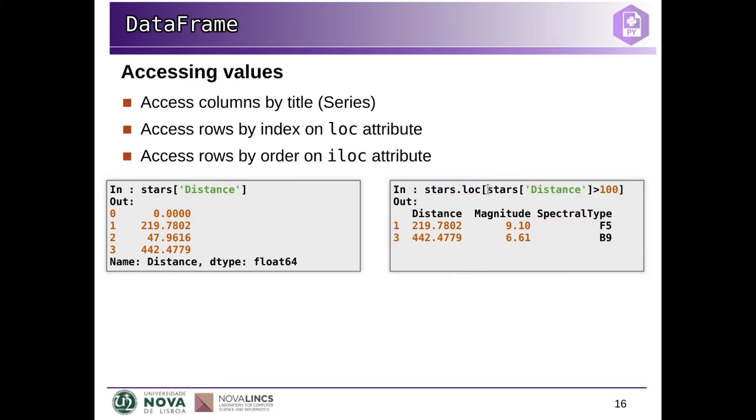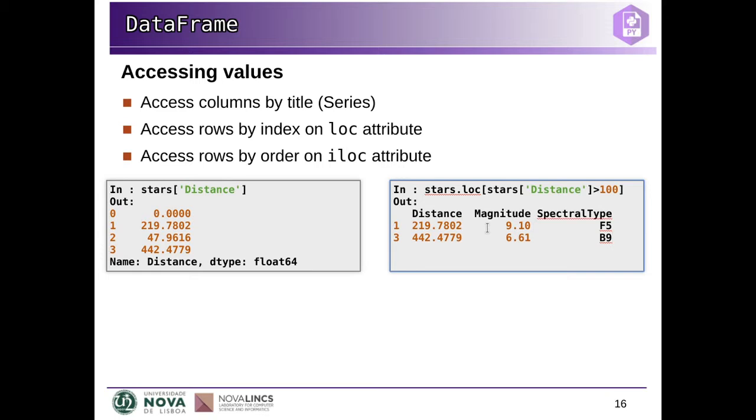So here we compare the distance column of the stars table to 100. This will give us a series that is similar to this one, but instead of having the distance values, we'll have associated with each index a true or false value, depending on whether or not it's larger than 100. So this one will be false, this one will be true, false, true. And now when we use this series as an index for selecting rows from the stars table, we get only the rows for which this is true. So we get the rows for which distance is larger than 100.